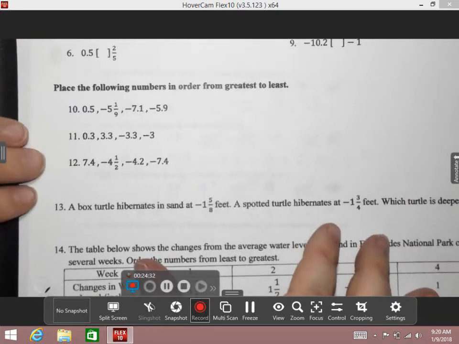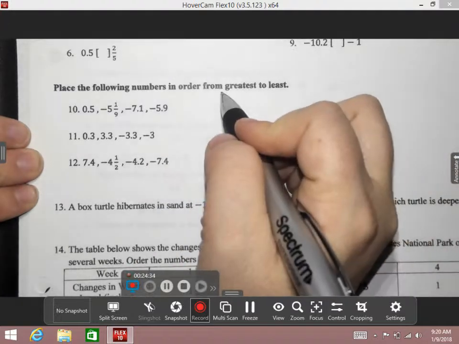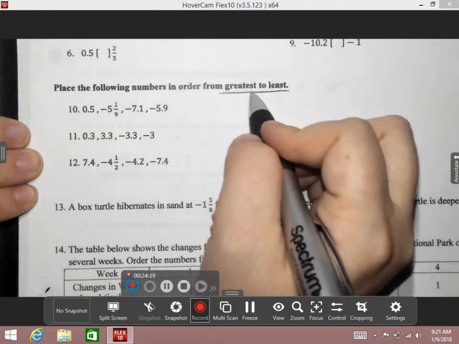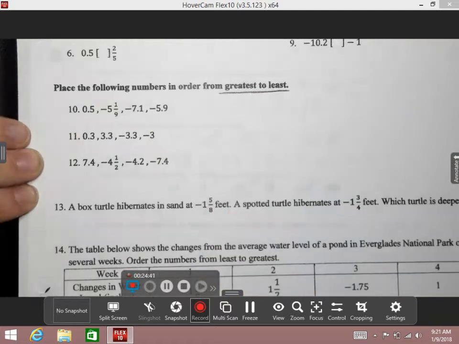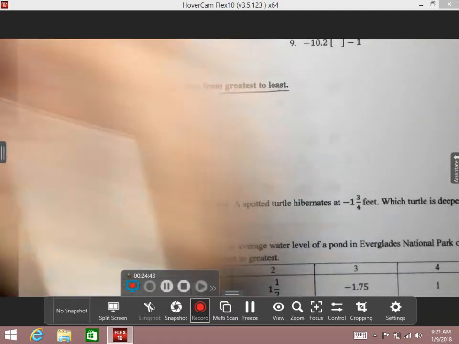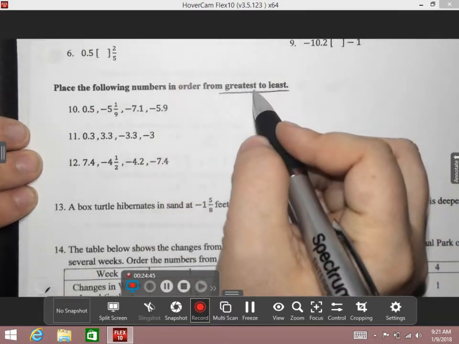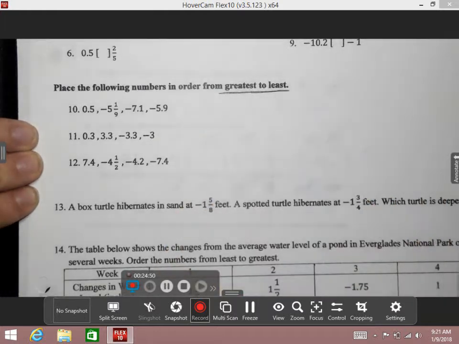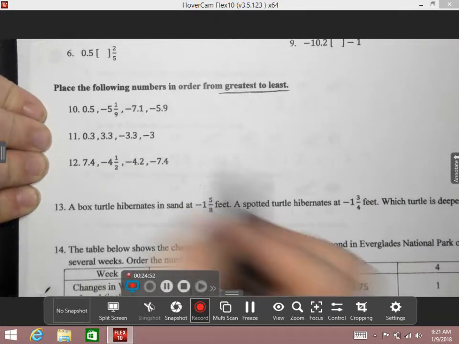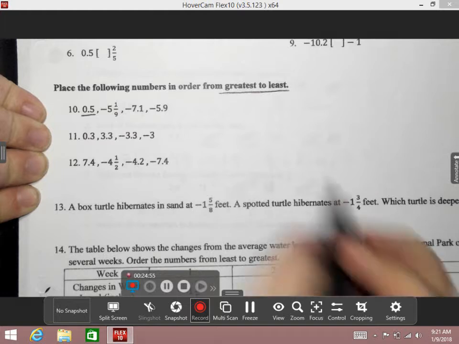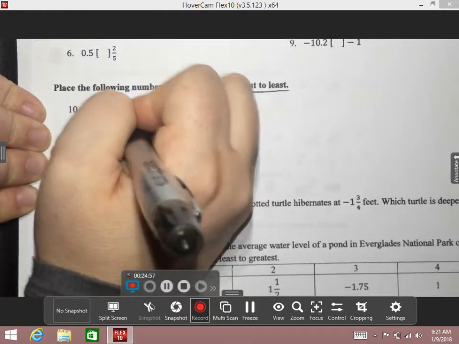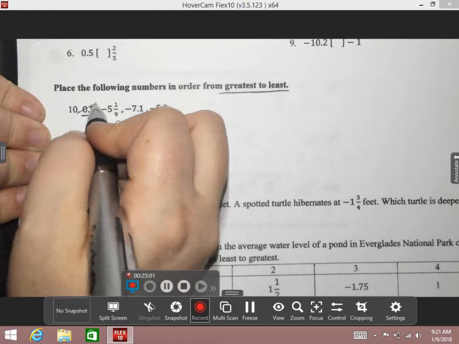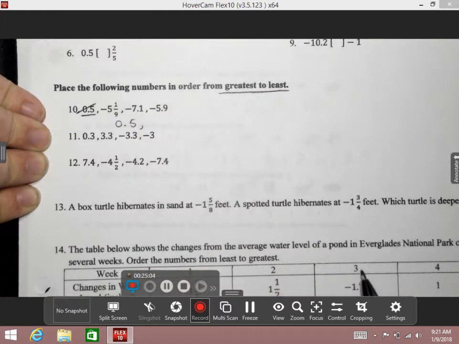Our next one. All right, guys, what do you notice has changed about our directions here? Now we're going from greatest to least. So am I still going to look at my negative numbers first? No, this time we have to look at our positive numbers. Okay, so on number 10, what are my positive numbers? 0.5. Anything else? No. So I know I've got to start with 0.5. Okay, that's done. So now we're going to look at our negatives, which is all that's left.